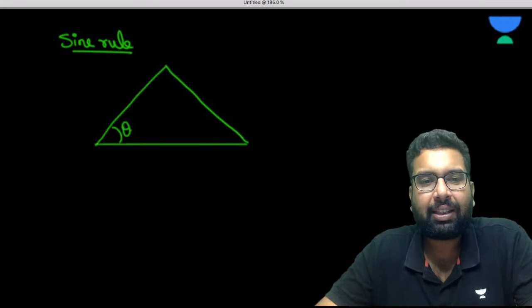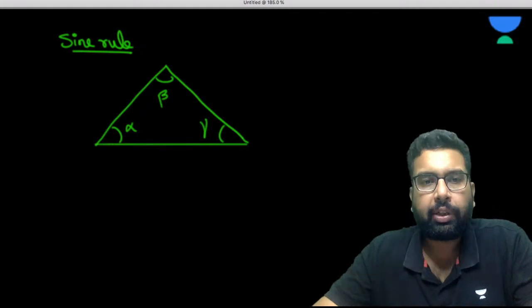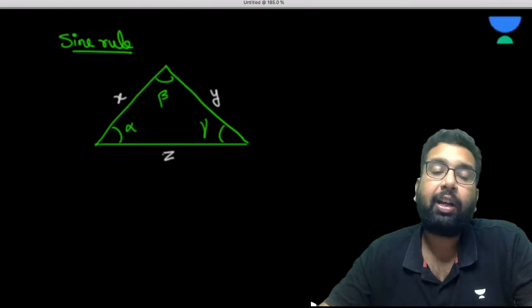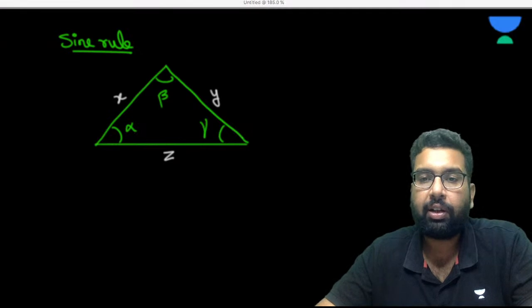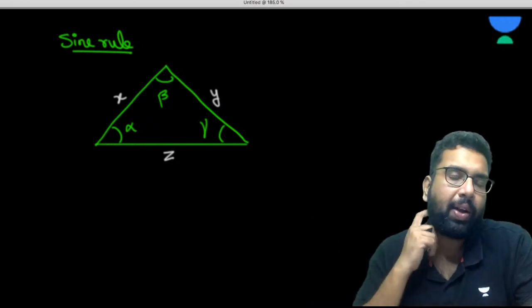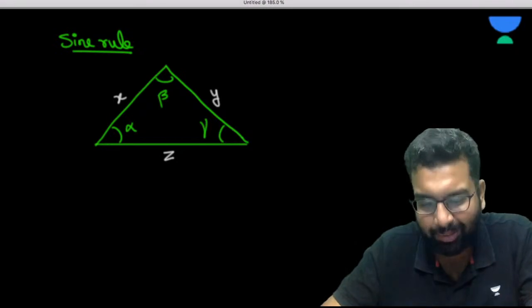If this is alpha, this is beta, and this is gamma, and let's suppose the lengths of the sides are x, y, z. Now you would say that this is something from chapter 4, but don't worry, it's a very small thing. If we go in a very conventional way, we will not be able to complete the syllabus, and we have to. We are trying, so sometimes some improvisation, some adjustment will be done.